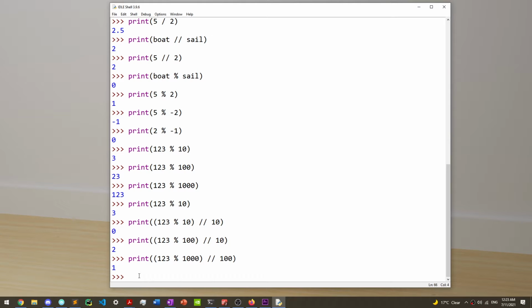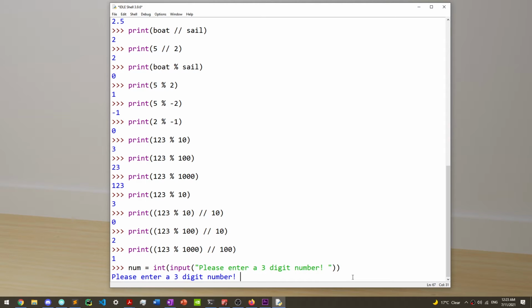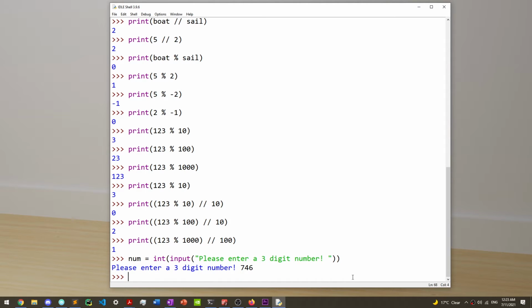Now to find the sum, all we would have to do is take an input for some number, and we're going to ask, please enter a 3-digit number. Now, what's already wrong with this? There's already an issue. The input function takes in user input correctly, but it actually stores it as a string. So we're going to have to convert this to an integer. So please enter a 3-digit number. Let's say 746. And the sum of the digits in 746 is actually going to be 17.